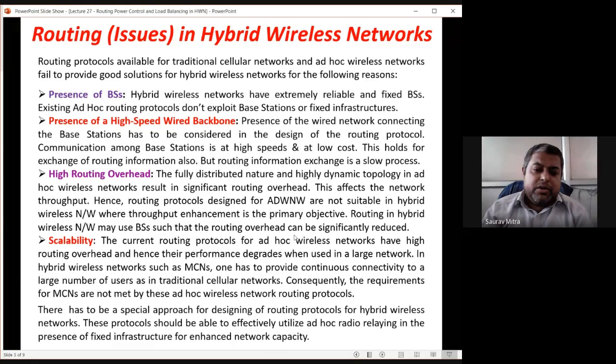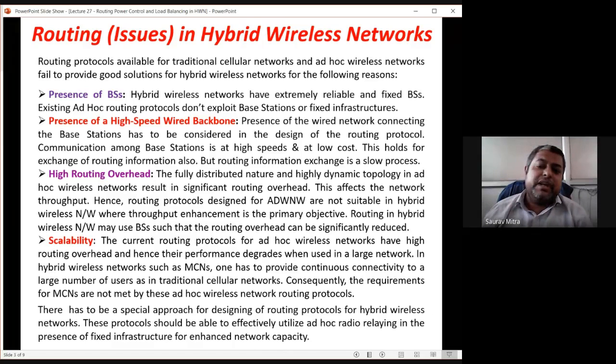So the current routing protocols, that means ad hoc routing protocols and cellular routing protocols, for ad hoc wireless networks have high routing overhead, hence their performance degrades when used in large networks. Now just see, this is the problem of scalability. If there are 10 sensor nodes and you are applying a routing protocol, that routing protocol might work, because whatever overhead is produced is somehow manageable. So for 10 sensor nodes, the ad hoc routing protocol might work properly.